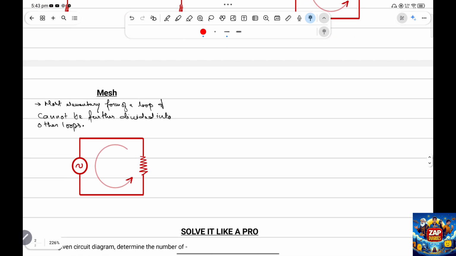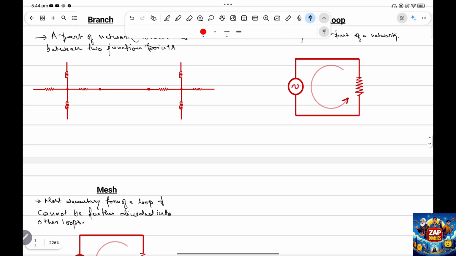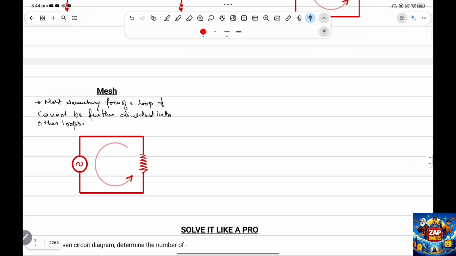Then what is a mesh? The loop and mesh are closely related. How? In a loop, the power or the voltage, or you say current, loops around the circuit. It transfers in a circular path. A mesh, in the same way as a loop, is a form of an elementary loop. It's a very basic loop, where a single loop cannot be further divided.